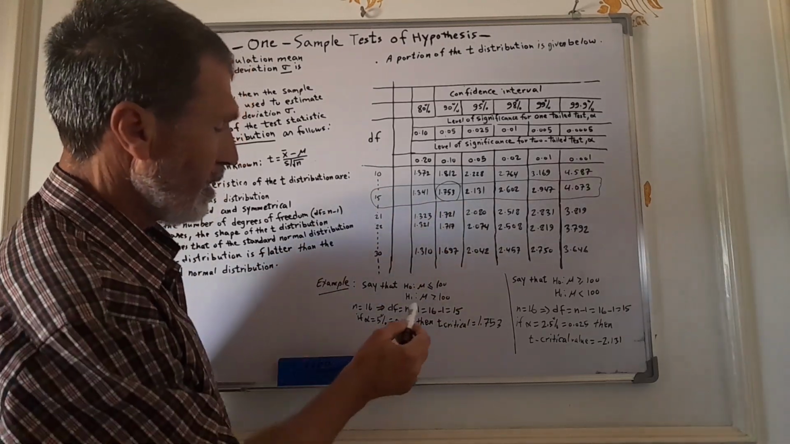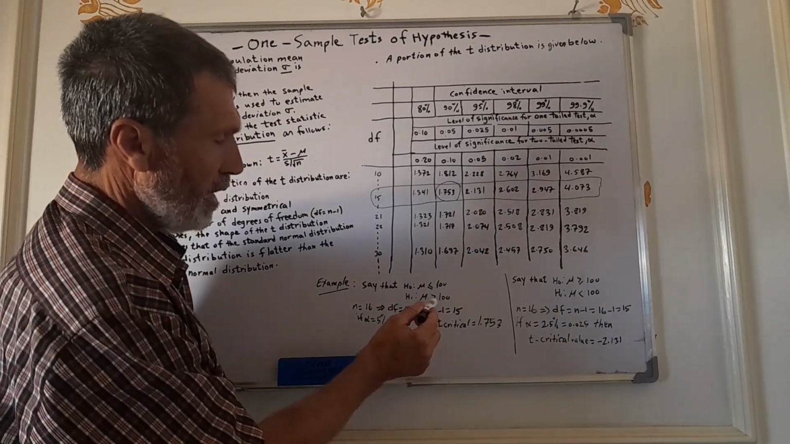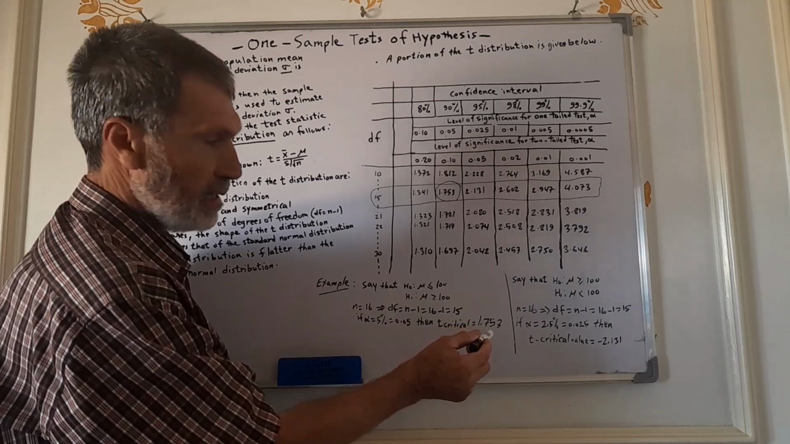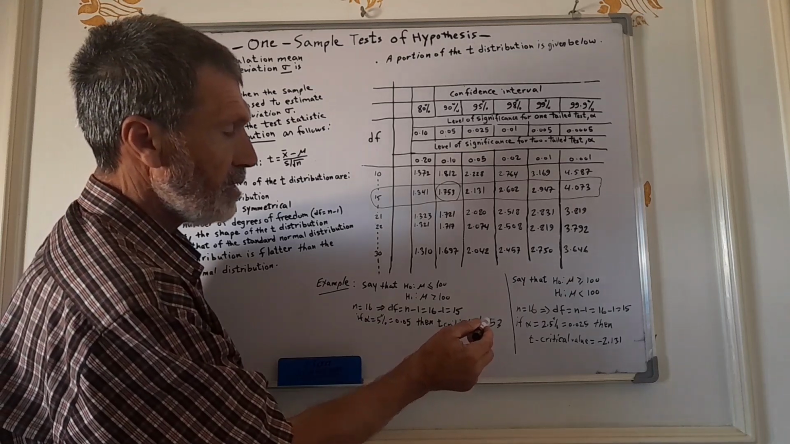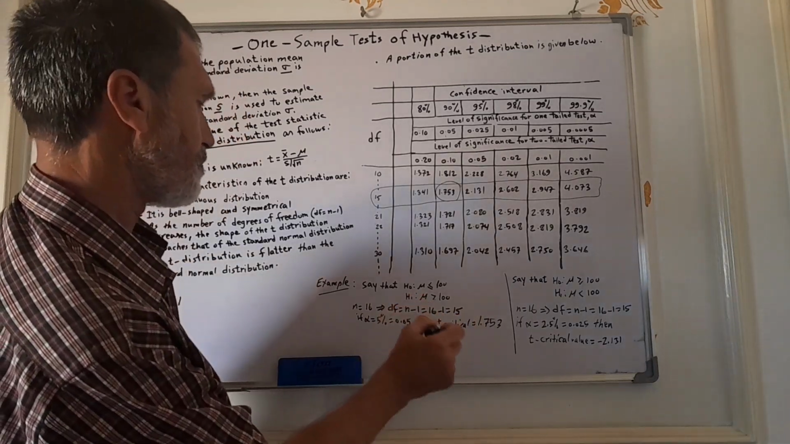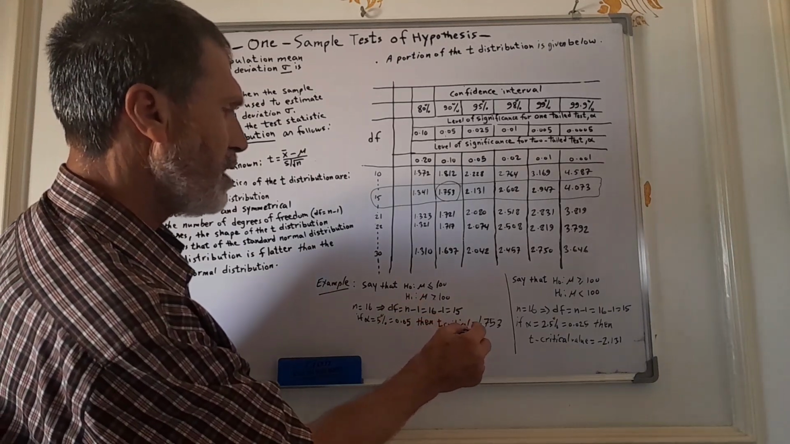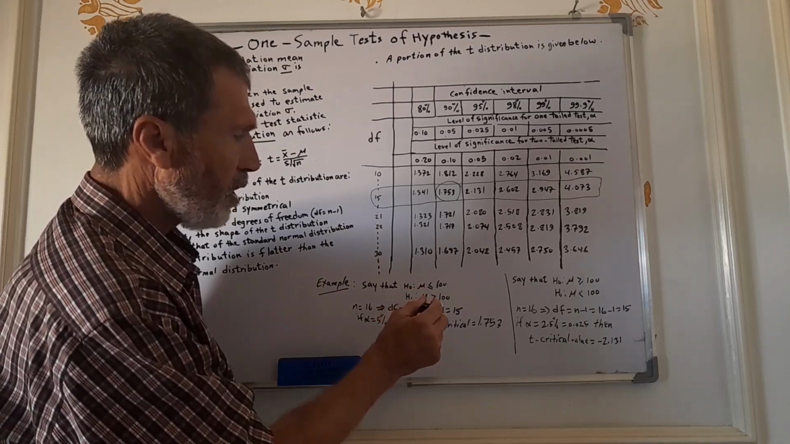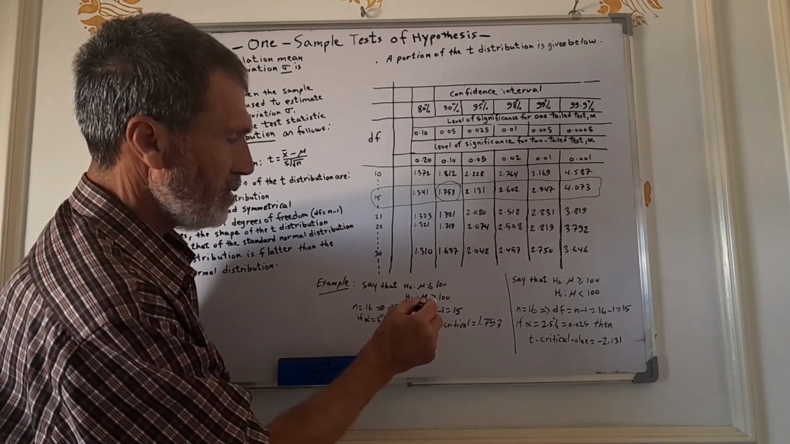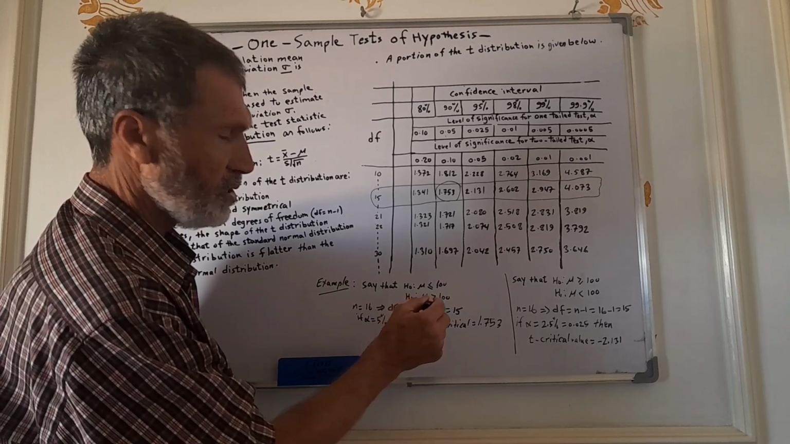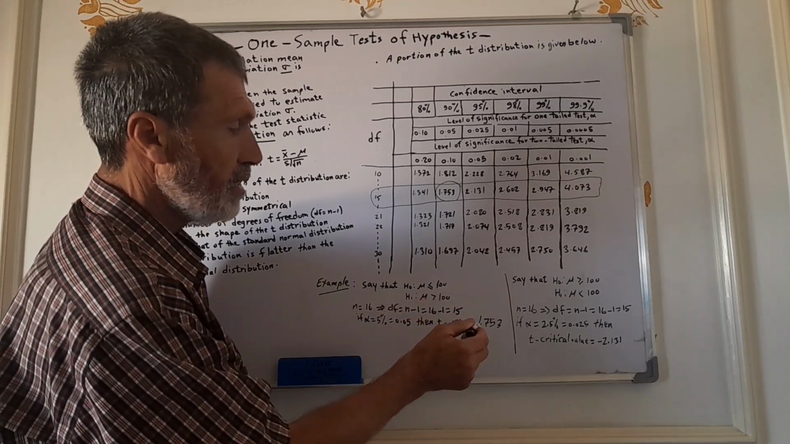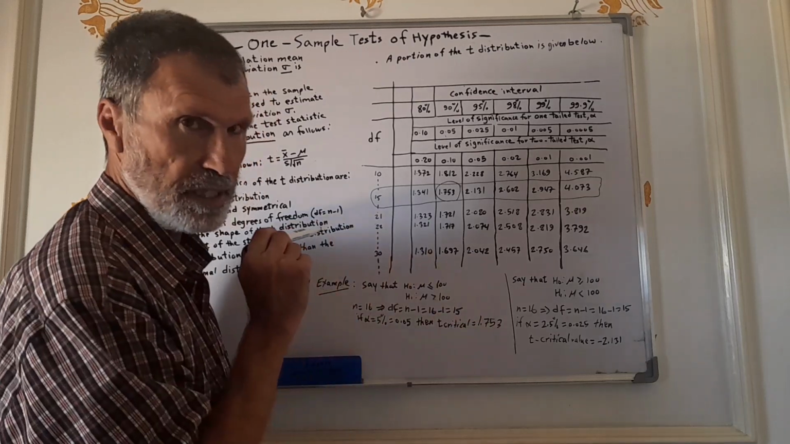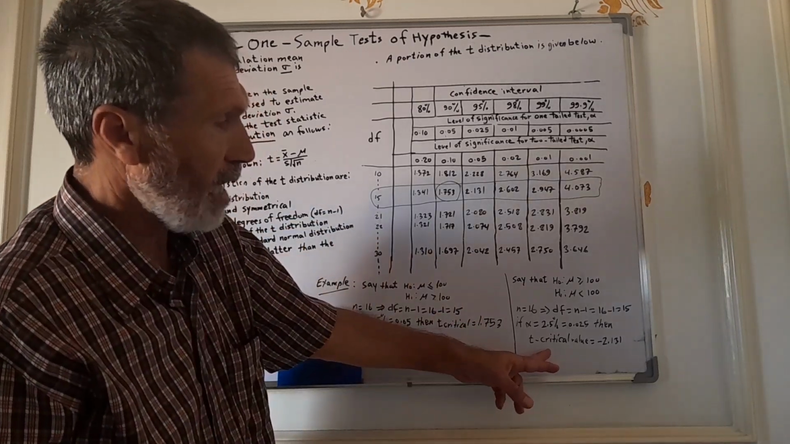Now, since the rejection region is in the right tail, the critical value is positive. Once the rejection region is in the right tail, here is positive in the right tail, then the critical value is going to be positive 1.753. Let's say we take this example over here.